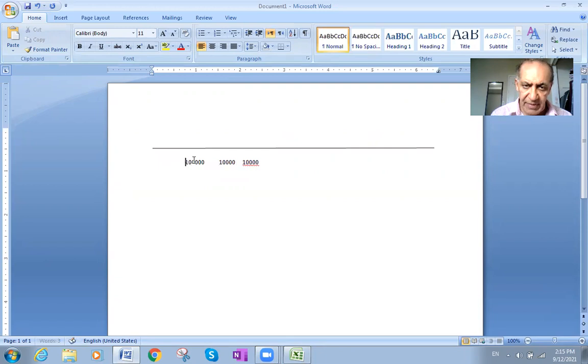This is the end of year number 1. This is by the end of year number 2. This is by the end of year number 3. And this is by the end of year number 4, another 10,000. And this is by the end of year number 5, 10,000. And let's say that the interest rate is 5%.